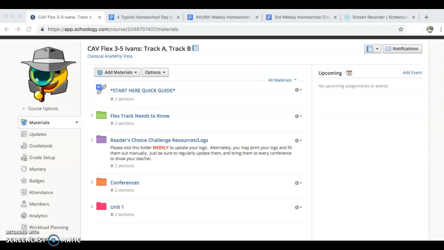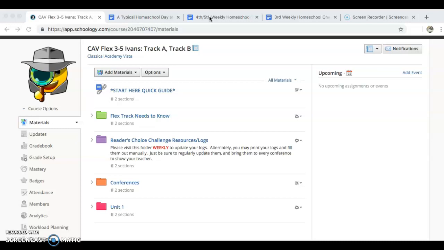So instead, to keep track and make sure that all of the boxes are checked each day, for you and for your student, I've created weekly homeschool checklists. And I have this year one for 3rd grade and then a different one for 4th and 5th grade, just because the language arts varies a little bit between those grades.